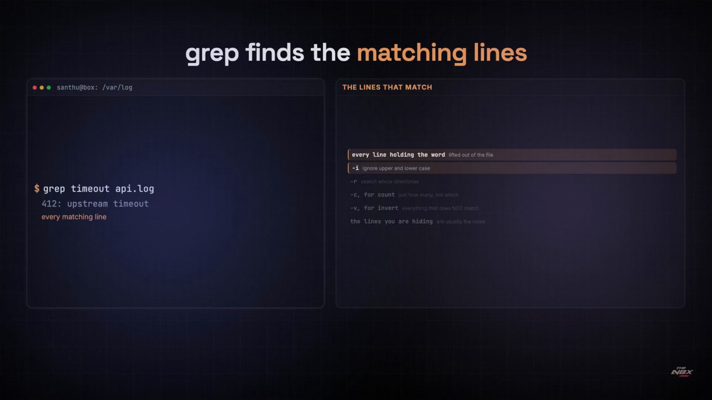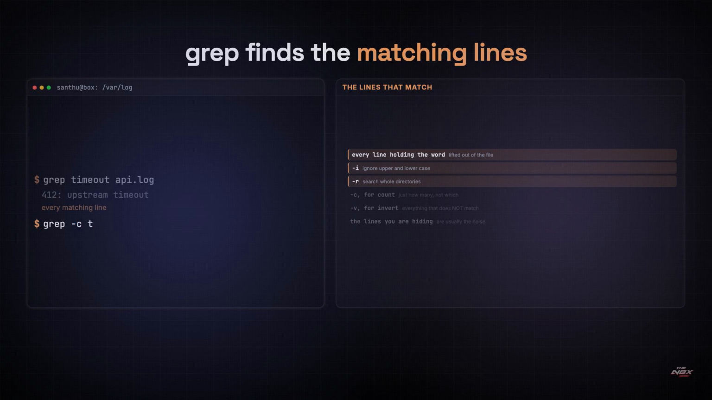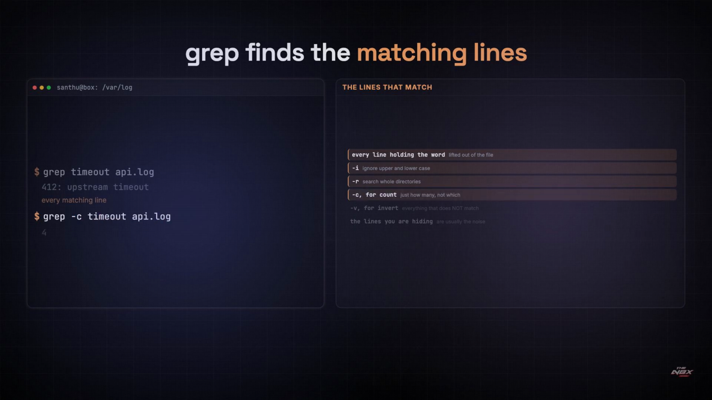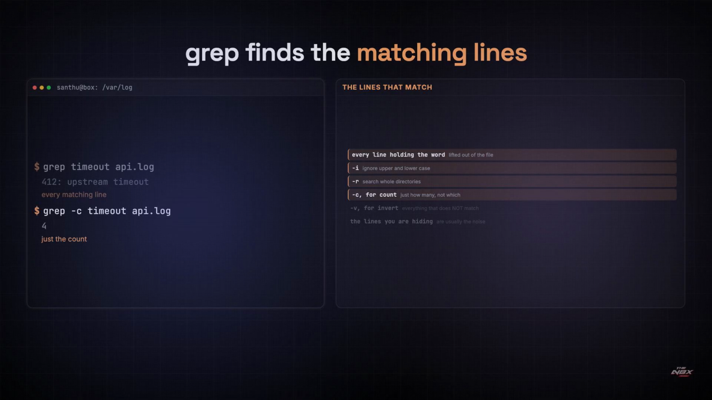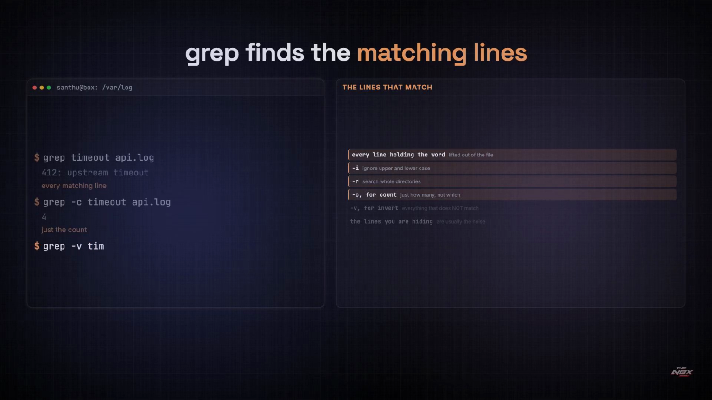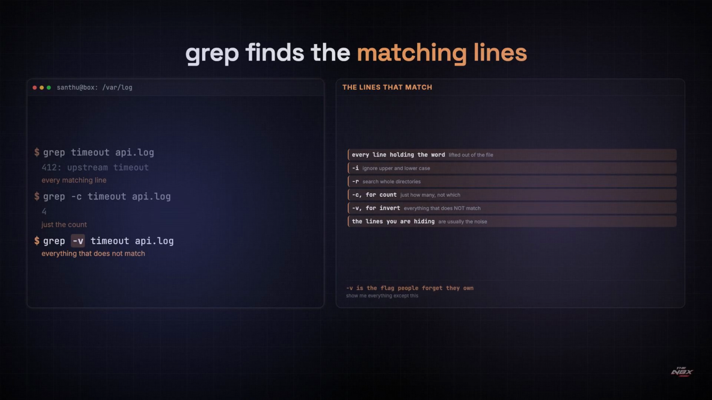-i ignores case, so timeout and Timeout both match. -r searches whole directories rather than one file. -c, for count, gives you just the number of matching lines instead of the lines themselves. And -v, for invert, returns everything that doesn't match. That last one hides the noise. -v is the flag people forget they have. grep is the tool you'll type more than any other, so the flags repay learning properly.